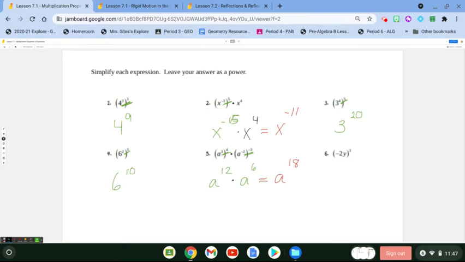Now, question 6 is probably the hardest problem that we have here because we're actually keeping that 3 and we are going to be taking that negative 2y and we're going to have 3 copies of it. So what really is happening here is we have negative 2y, negative 2y, and negative 2y. So that's what we need to think about. I'm going to get rid of that and I'm going to show you guys what we're really doing here.